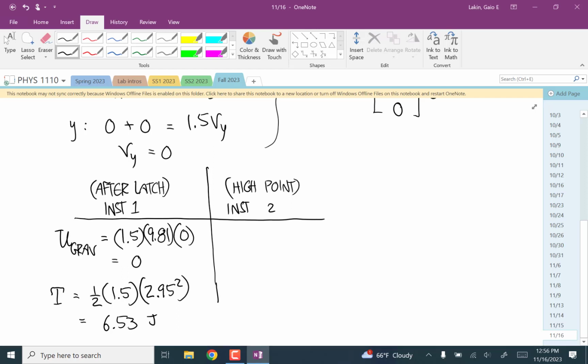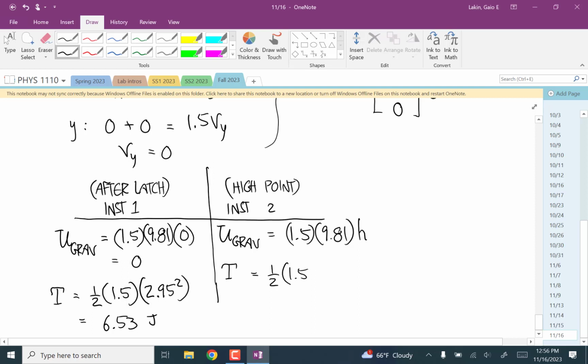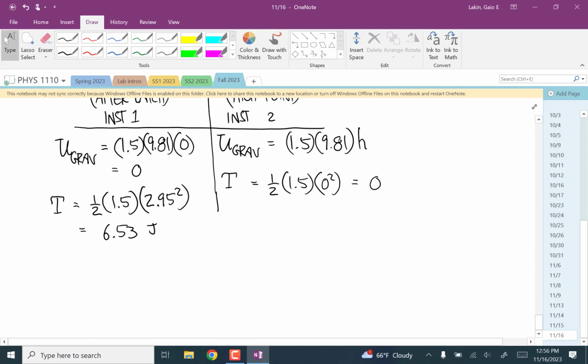And then when it gets to the highest point, we have the mass, 1.5, times 9.81, times the height that we don't know yet. We're trying to calculate that, so I'll leave that as h. And then for the kinetic energy, 1/2 times 1.5. What's the speed when it reaches the highest point? 0. So times 0 squared, so that's 0 for the kinetic energy.